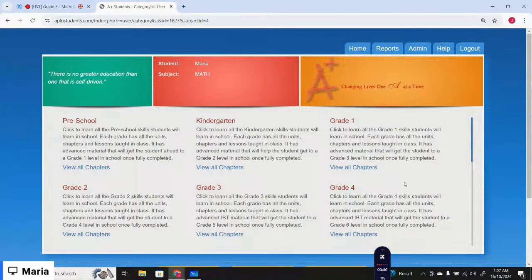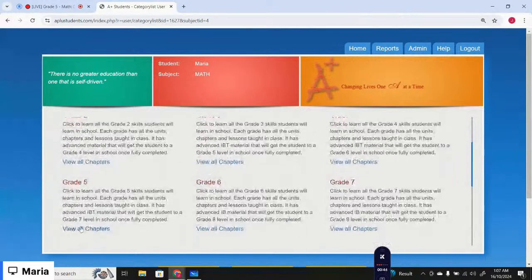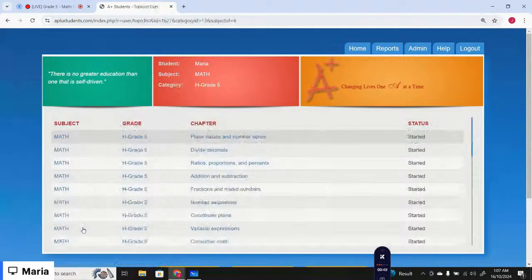We are here for grade 5 math. We're going to start with chapter division. Let's just start with the chapter division.